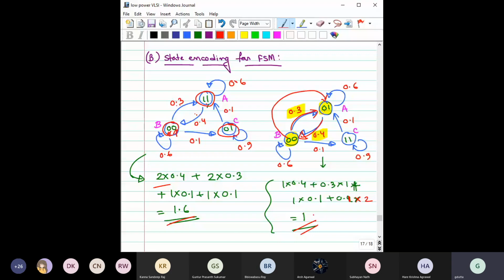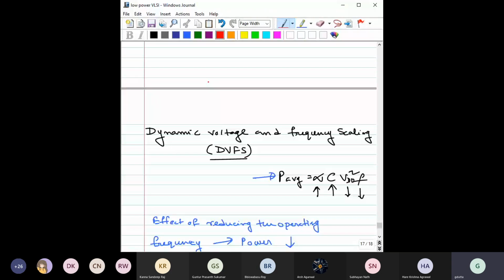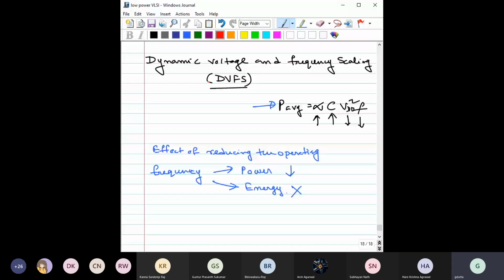So by doing all these things from the algorithmic point of view only, you can substantially reduce the power dissipation, right? Okay, I think this part is not that important. We have discussed it though.